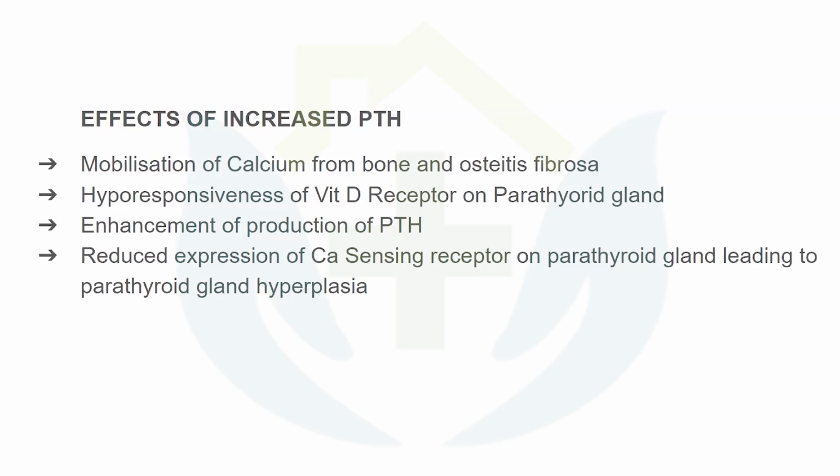Increased PTH leads to hyporesponsiveness of the vitamin D receptor on the parathyroid gland. It further enhances the production of PTH hormone. It also reduces the expression of the calcium sensing receptor on the parathyroid gland, leading to parathyroid gland hyperplasia.